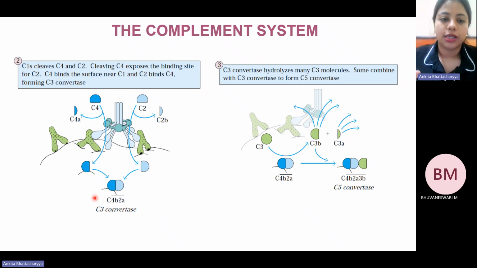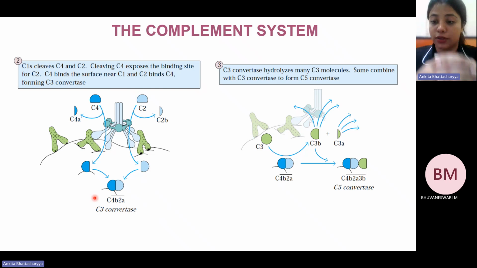What are those cleavage products? Think of an entire protein which is getting cut. The smaller part is A, the larger part is B. So the larger part of C4 and the smaller part of C2 are associating with each other, and the enzyme which is now getting formed is the C3 convertase.